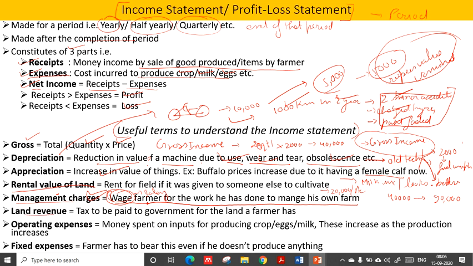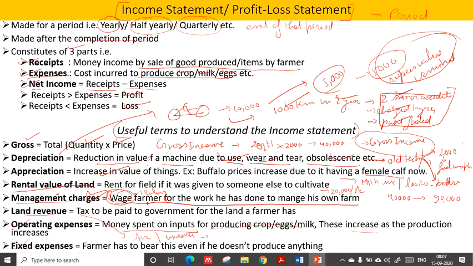Then comes land revenue. In some states, tax is to be paid per acre of land by the farmer. Then operating expenses and fixed expenses. Operating expenses are money spent on inputs for producing crops, eggs, milk, whatever you want to produce, and they increase with production. Fixed expenses, let's say land revenue: you have to pay the tax even if you don't produce anything, right?